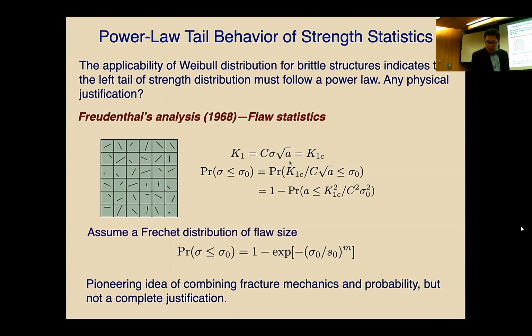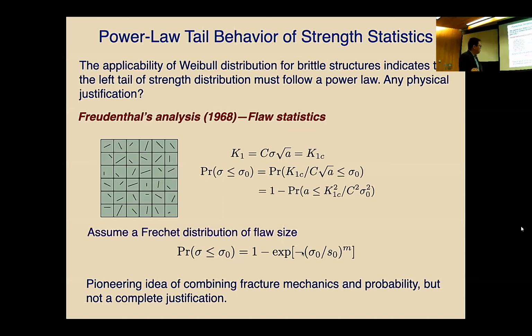Then what he introduced is really a statistic of the flaw size. So he didn't look at the resistance side. He looked at the flaw statistics. And by assuming a Fréchet distribution of flaw size, he can recover the Weibull distribution. So he claimed that if you consider a particular type of flaw size distribution, you will recover the Weibull distribution.